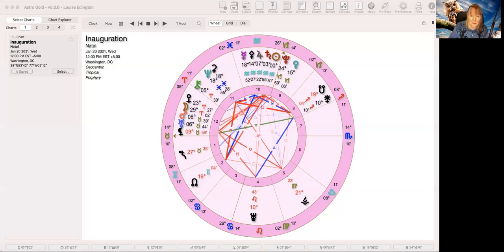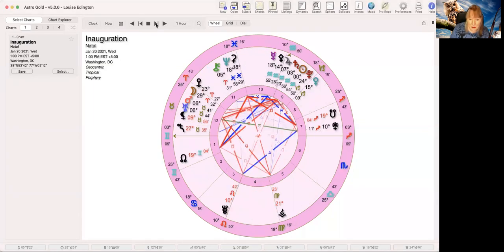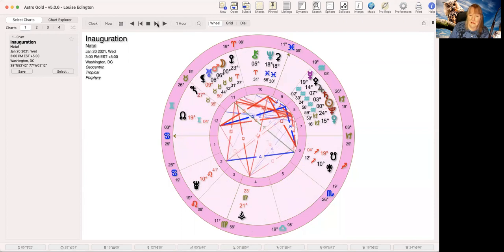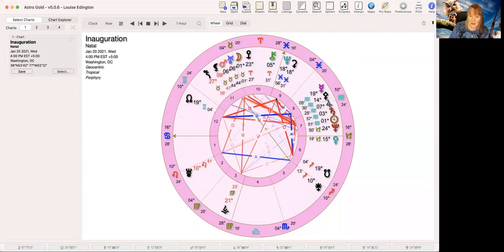And if we kind of move forward hours, just, you know, to 1 p.m., the moon is still at the anaretic degree. Mars is still not exact. The moon moves into Taurus at just before 2 p.m. on the day. But the Mars Uranus is still approaching and is not exact till around 4 p.m. on the day of the inauguration. So this is all very, very tense.